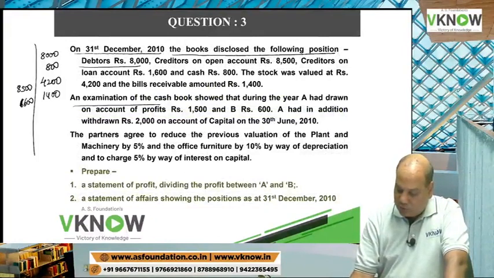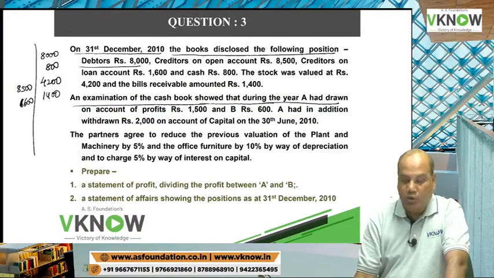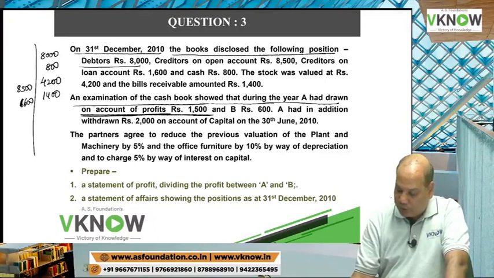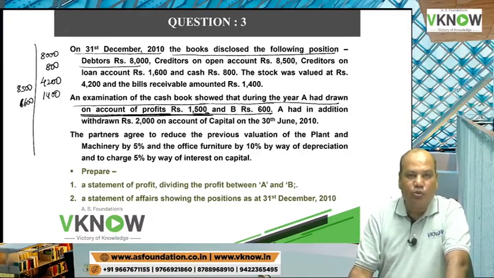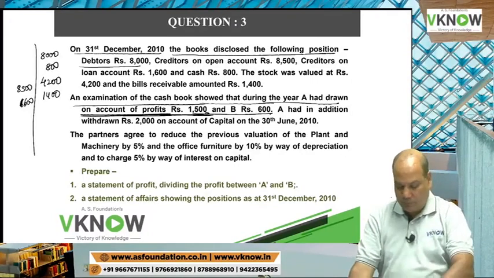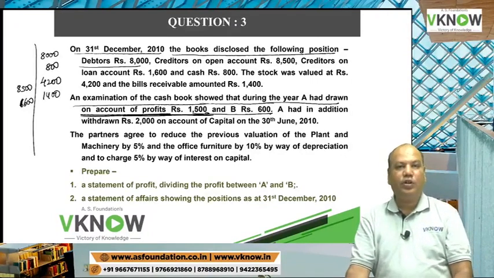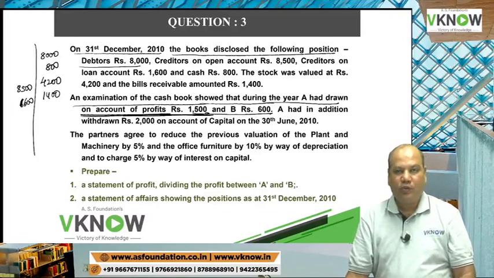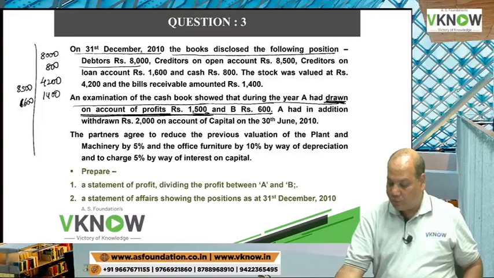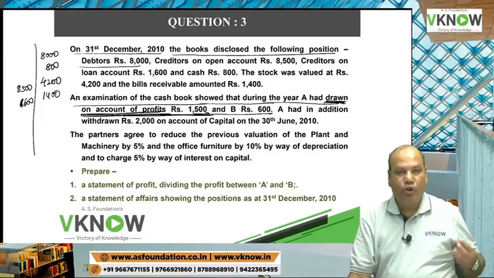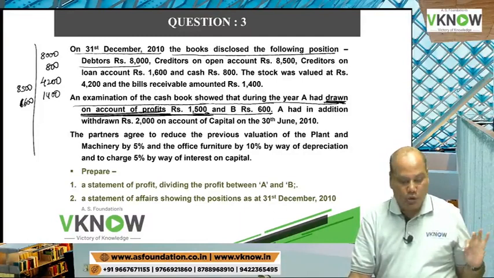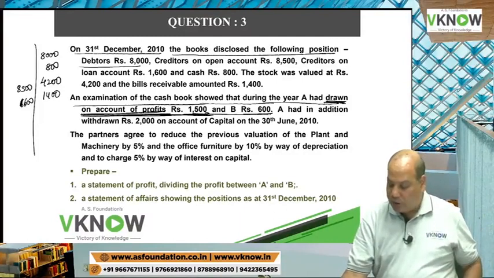An examination of the cash book showed that during the year A had drawn on account of profit 1,500 and B 600. That means out of their share in profit. Whatever is the share in profit, when you withdraw that, it is called drawing of profit. It was 1,500 and 600.